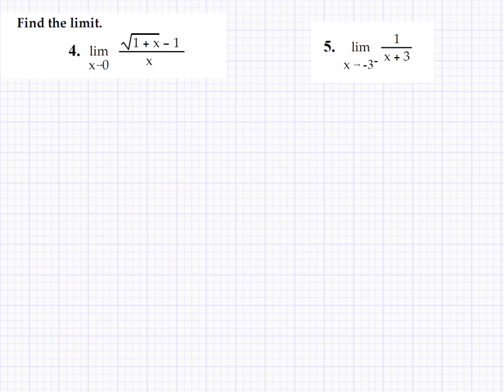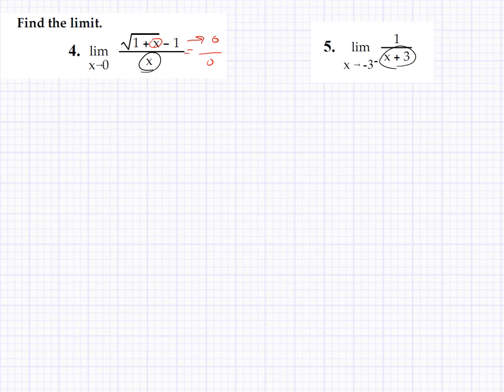Okay, these two limits, we have a slightly different way of going about it. In both cases, we have a problem of the denominator being 0, just like the last two. If x is approaching 0 here, this denominator is 0. If x is approaching -3, this denominator is 0. So let's focus on number 4 for a second. When I plug 0 into the numerator, I also get 0. And so this is another 0 over 0 limit, which tells me I'm going to be able to work with this, but factoring is not going to be the way we go with this.